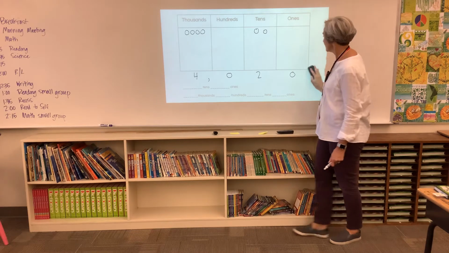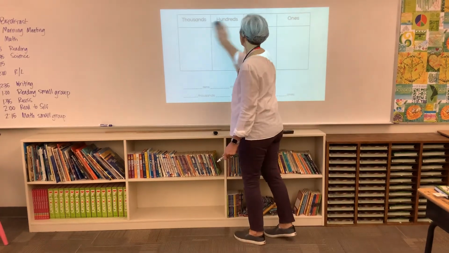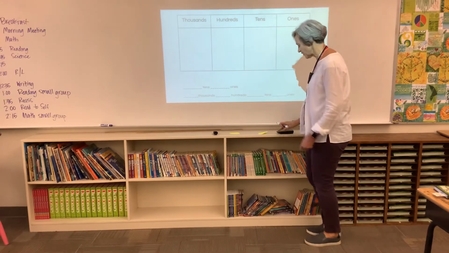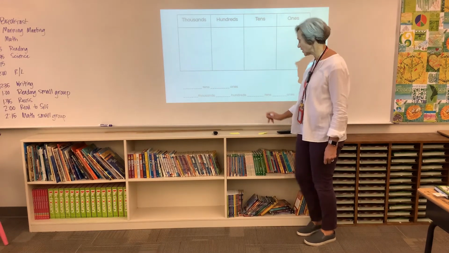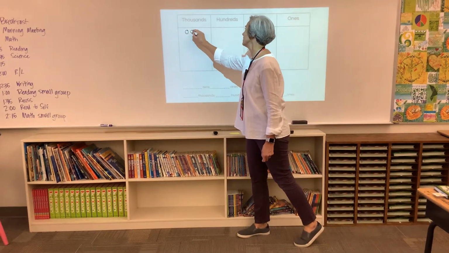A little bit tricky when you add the zeros in. 4,020. Let's do our very last one on this part, and we're going to fill in every one of our places here. We're going to go with 4 thousands again.